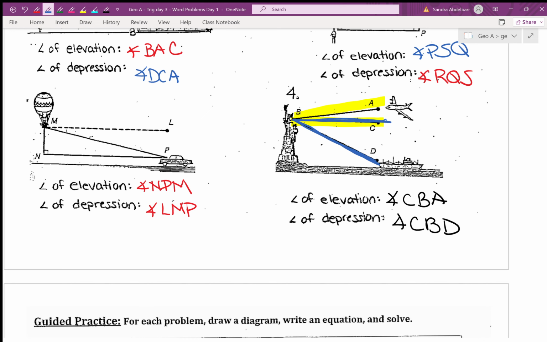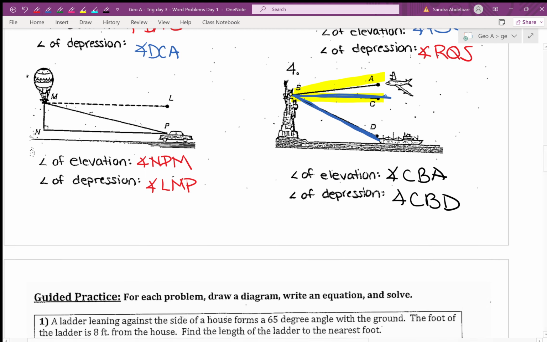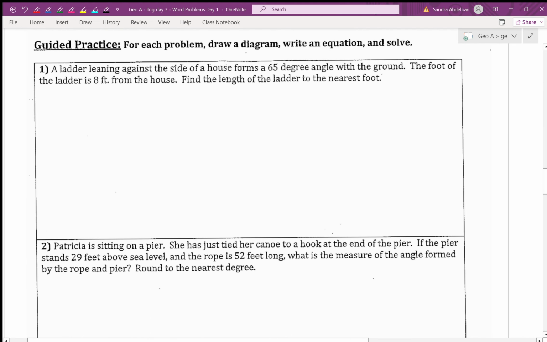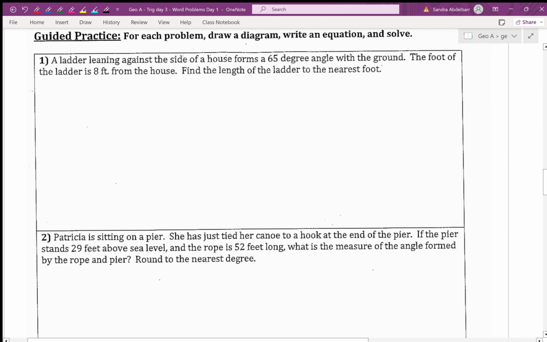And is it okay that an angle of elevation and an angle of depression have the same horizontal line? Yeah. Absolutely. We're actually going to do word problems like that, where we share the same horizontal line. But the horizontal line will always stay horizontal. Yep. Okay. All right. Let's do some word problems.